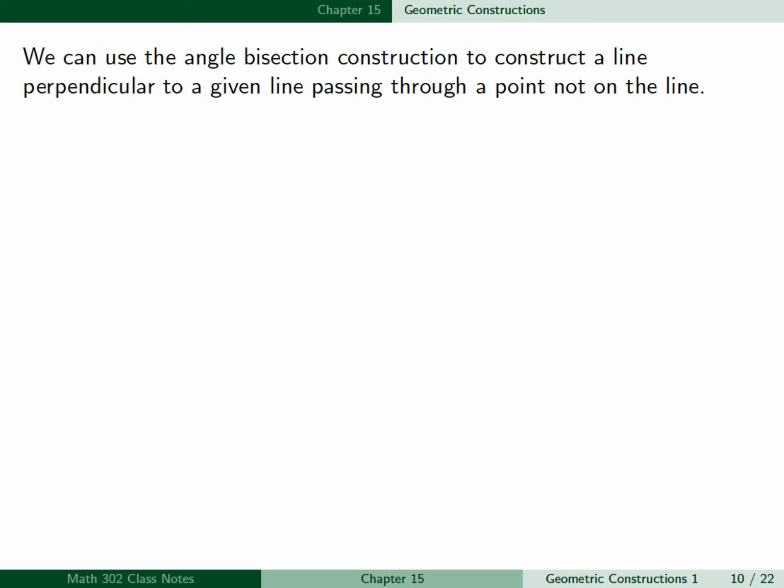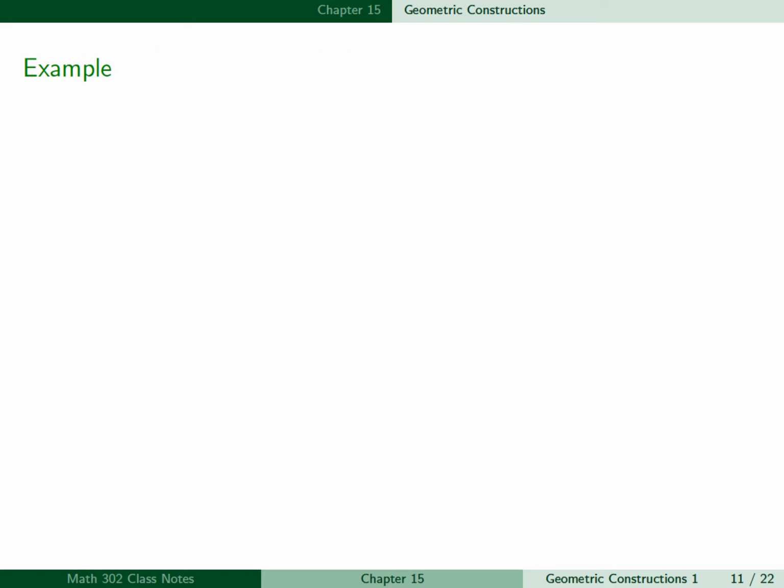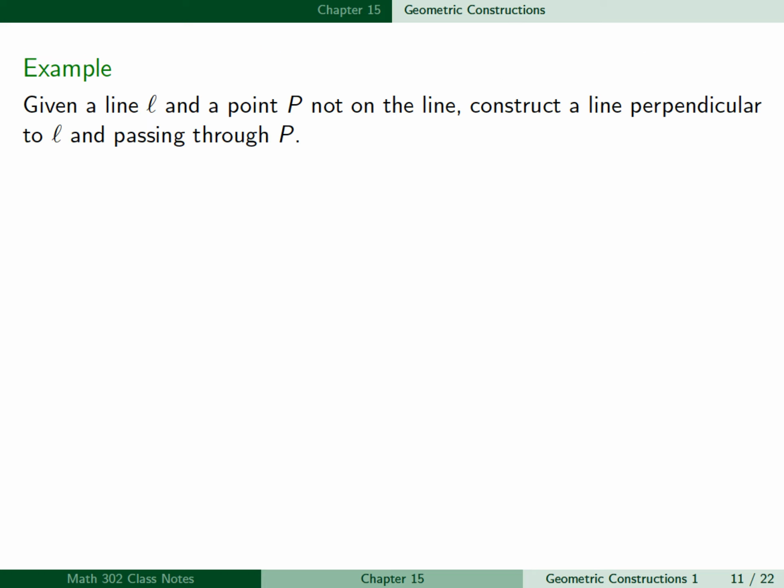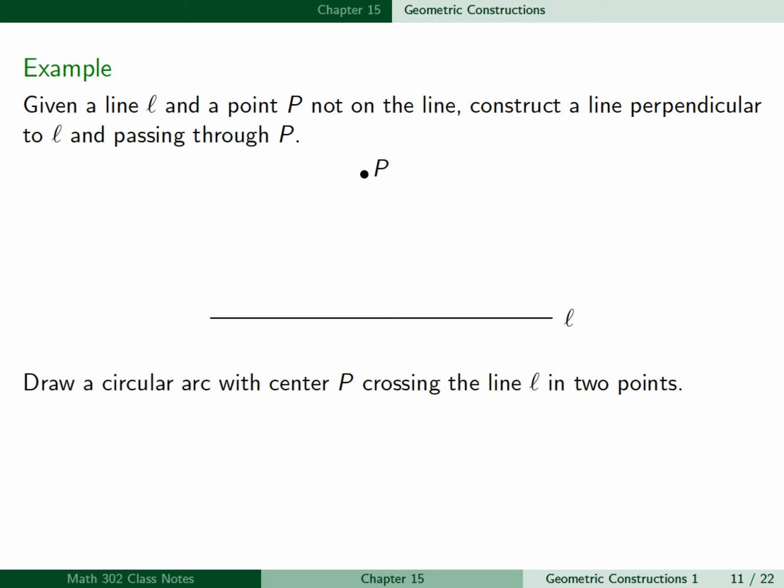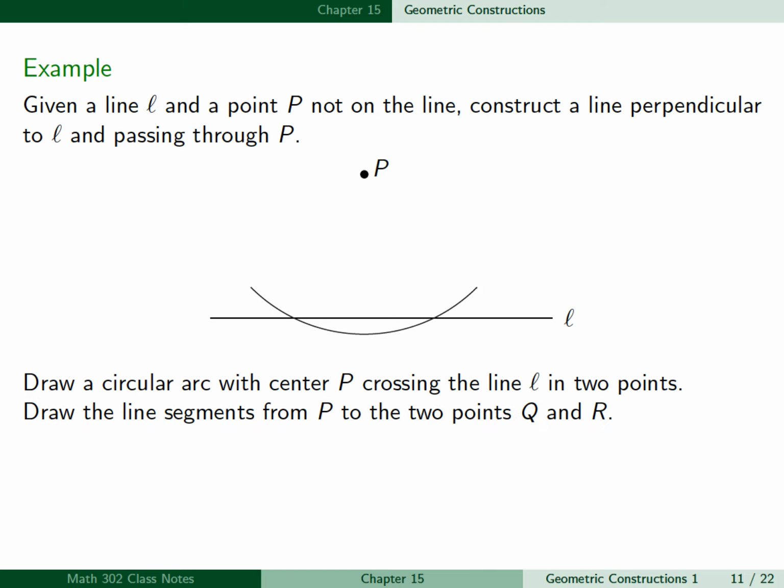We can use the angle bisection construction to construct a line perpendicular to a given line passing through a point not on the line. So given a line L and a point P not on the line, we want to construct a line perpendicular to L and passing through P. So we'll start by drawing a circular arc with center P crossing the line L in 2 points, and draw the line segments from P to the 2 points Q and R.